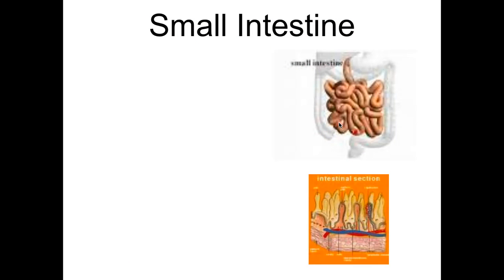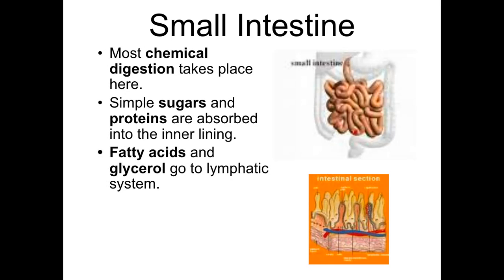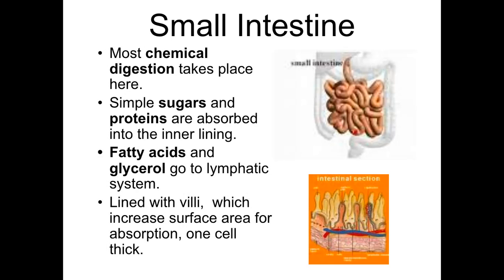Food leaves our stomach and goes into our small intestine. Now, this is where most chemical digestion takes place. This is where we are absorbing some small things like sugars and proteins into the lining. Fatty acids and glycerol go to the lymphatic system. It's lined with villi. We're going to see these structures. So most of the chemical digestion takes place here, and most of the absorption of the nutrients and of the liquids that we consume is taking place here. Okay, so the small intestine is hugely important. It's for breaking it down, digesting it, and absorbing the nutrients.